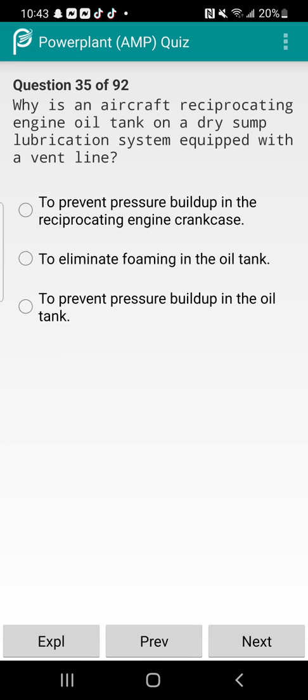Why is an aircraft reciprocating engine oil tank on a dry sump lubrication system equipped with a vent line? To prevent pressure buildup in the oil tank.